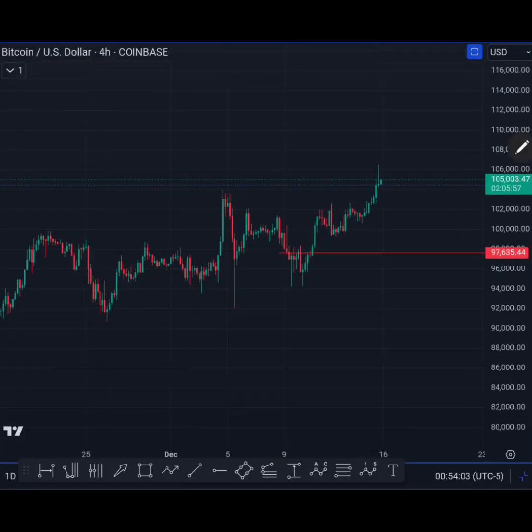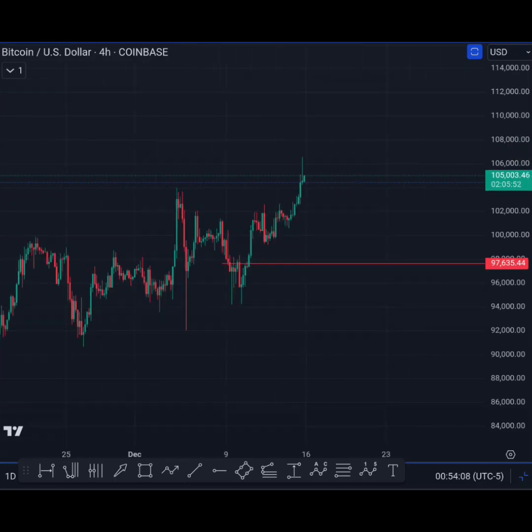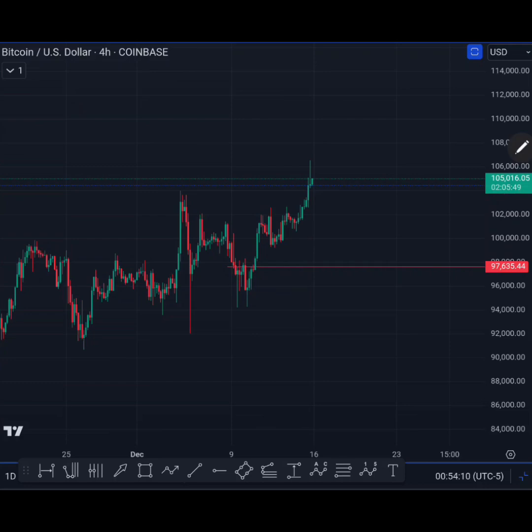4 hour still looking good at 105. See how high these candles can close. Right here, we can count this in Elliott wave terms.